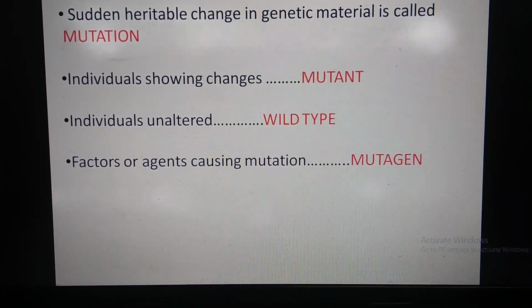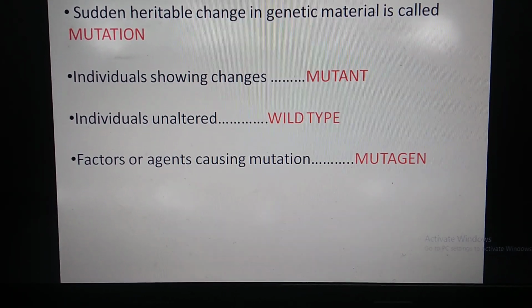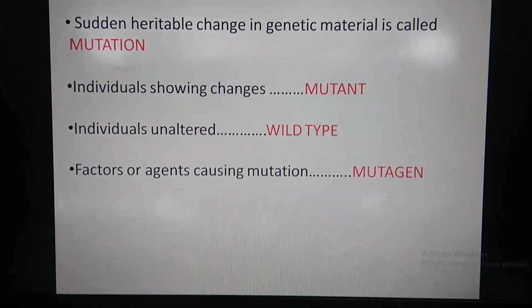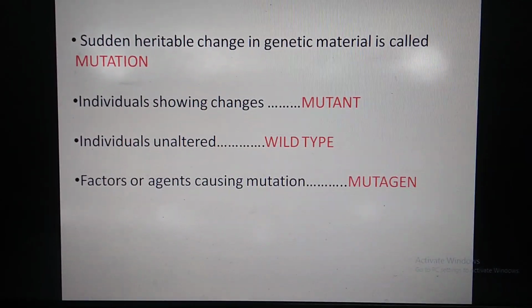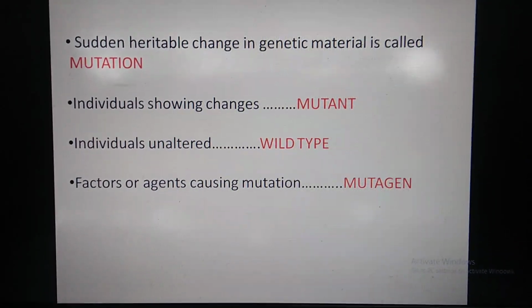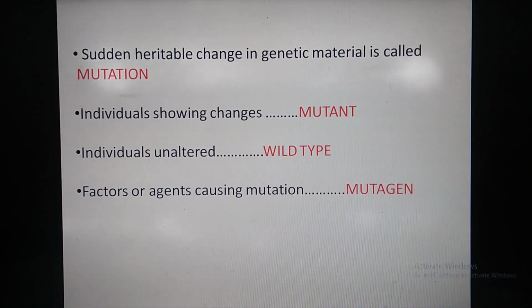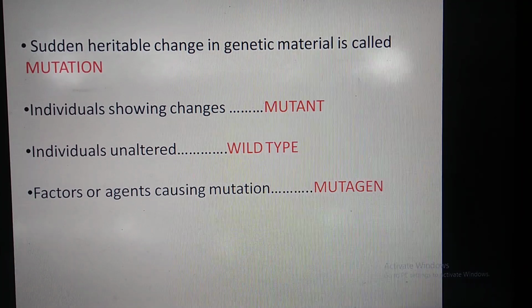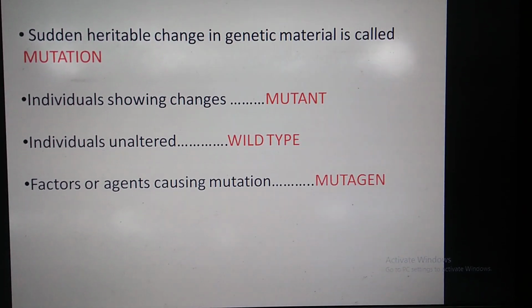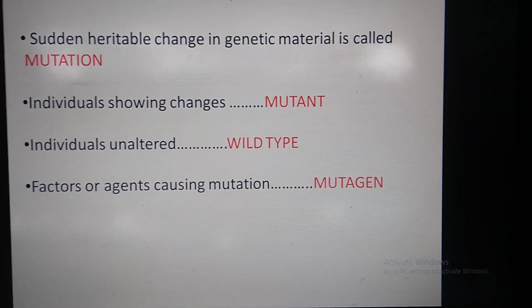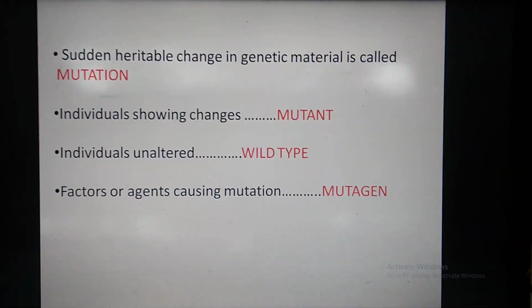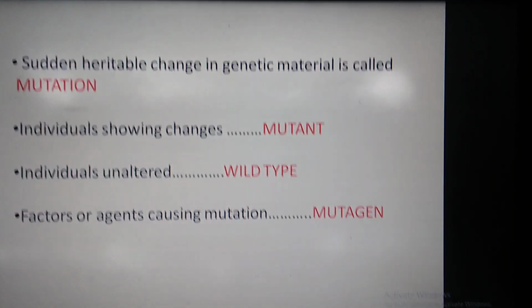Individuals showing changes after mutation are called mutant, and those who don't show any alteration are called wild type. And the factors or agents that are causing mutation are called mutagen. Today is the introductory class, and I will be discussing only the basic things about mutation. In the next class, we'll be going into more details on mutations and topics.